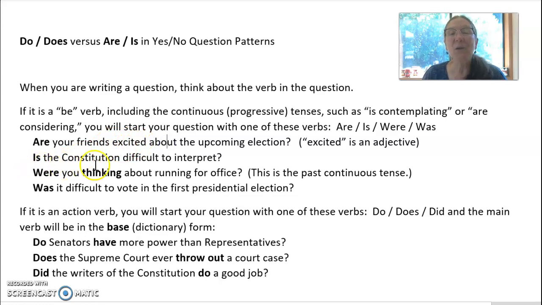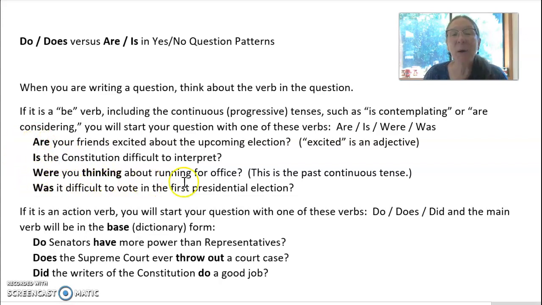Is the Constitution difficult to interpret? You may think that this looks like a verb, but it is not. This is an infinitive pattern, and this does not change when the time changes. So it can't be a verb. The only verb in this whole sentence is over here, the is.